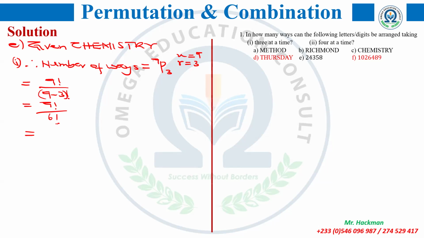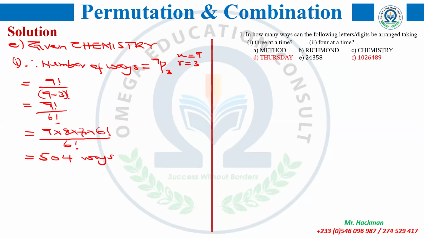So in effect, 9 factorial can contain 6 factorial. So write this one as 9 times 8 times 7 times 6 factorial all over 6 factorial. So this will cancel that. So you do 9 times 8 times 7. I'm waiting for the answer. 504. So you have 504 ways. Is that clear? Yes, please. As simple as that.